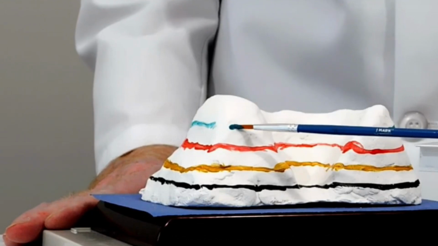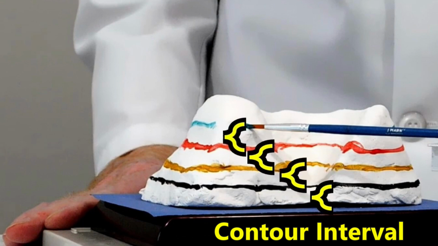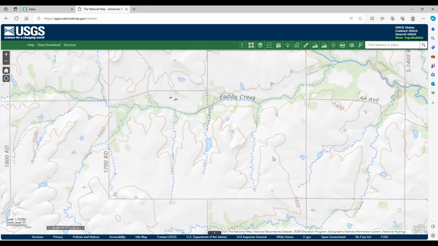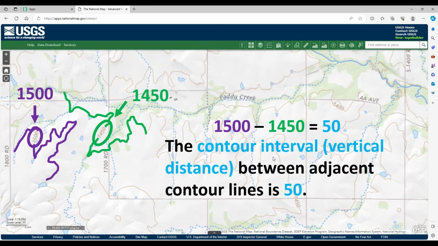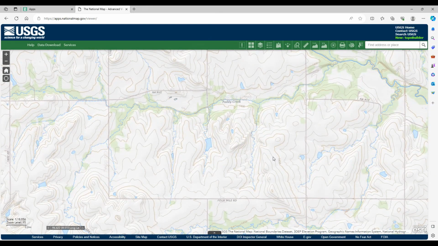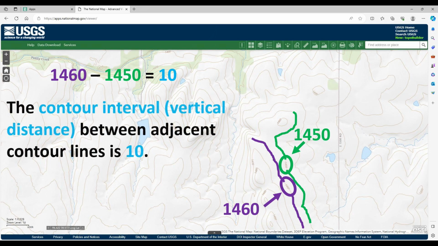In the prior video, we learned that the contour interval refers to the vertical distance between two adjacent contour lines. The contour interval is unique for a given set of contour lines. For example, if we're zoomed out, then we may only see a few lines. In this view, the contour interval is 50 feet. But when we zoom in, we'll see more contour lines, and the contour interval usually gets smaller. In this case, now the contour interval is only 10 feet.